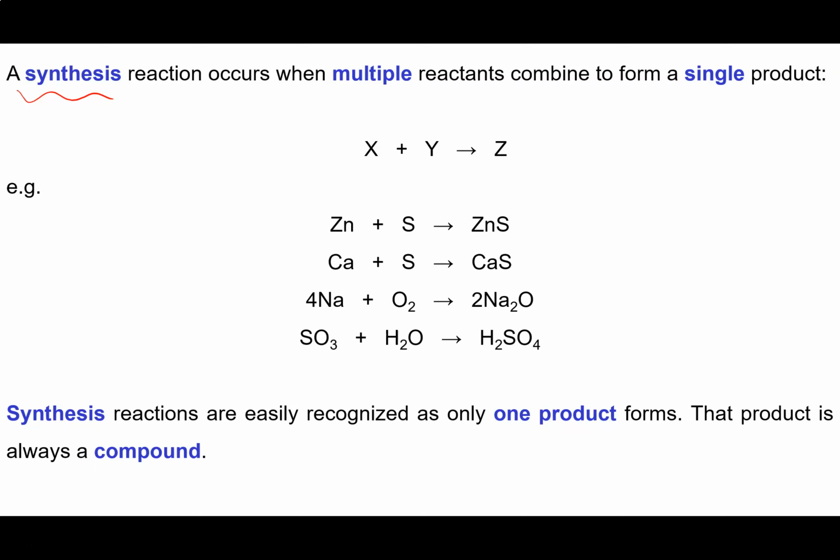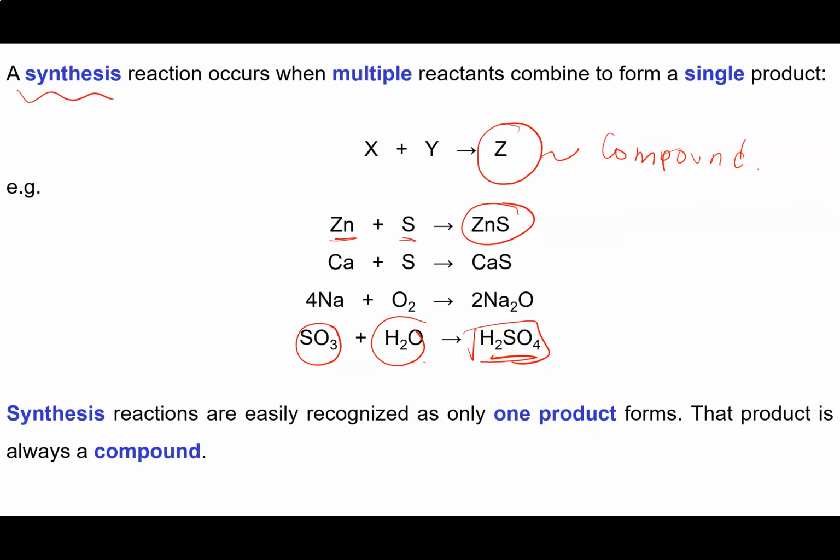So, as I said before, a synthesis or combination reaction occurs when multiple reactants combine to form a single product. Now, if we're going to combine multiple different things into the one thing, that single product must be a compound. It can't ever be an element. So a synthesis reaction could occur between multiple elements, but it'll always form a single compound. But it also could occur between multiple compounds, but again, it's only going to form a single product. And it could also occur between a compound and an element. The key thing is that a synthesis reaction is multiple reactants combining to form a single product.